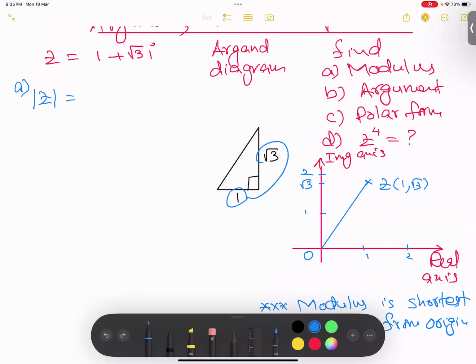And this is 1 squared and root 3 squared, and the root of that. This is called the Pythagoras theorem. So in short, Pythagoras theorem itself gives the modulus. So 1 here, root 3 cancels, 3 plus 1 is 4, so the root is 2. So this is called the modulus.